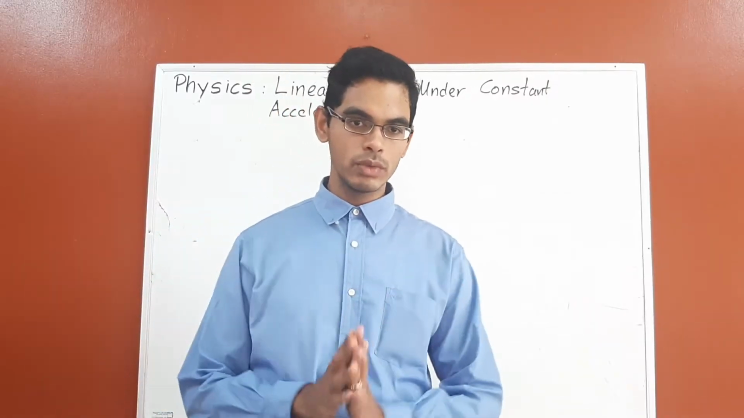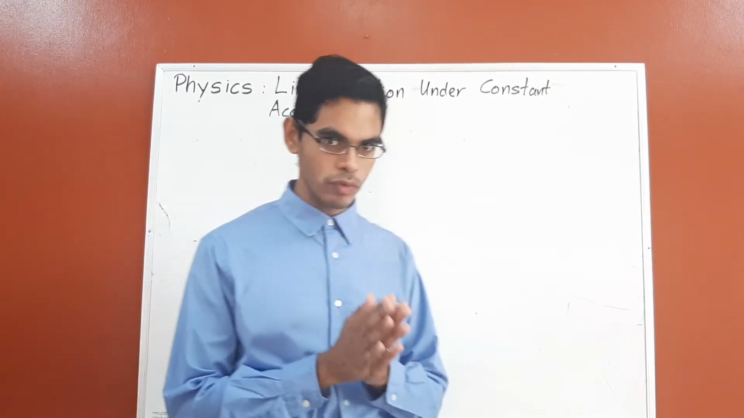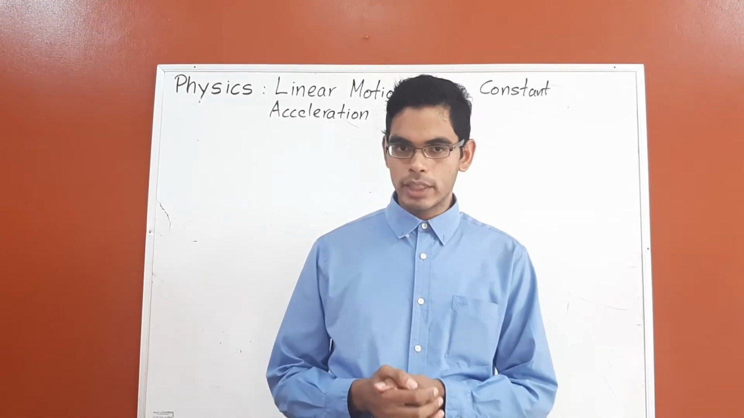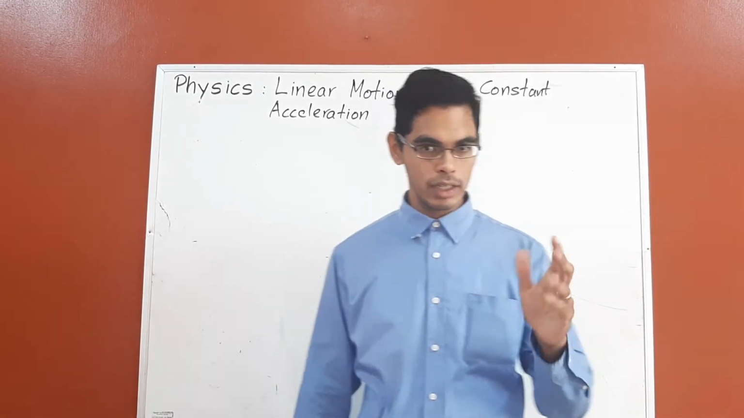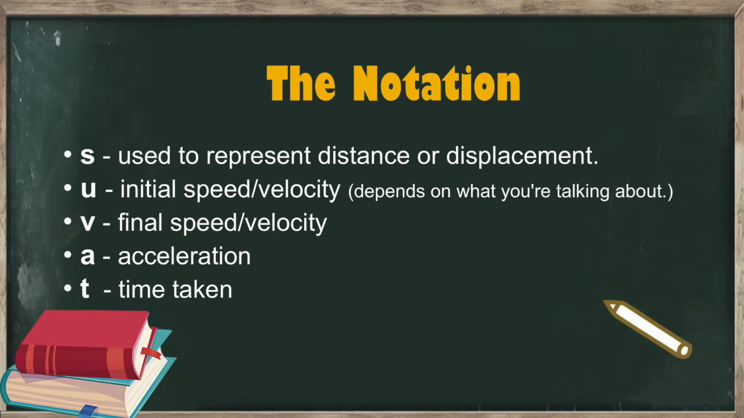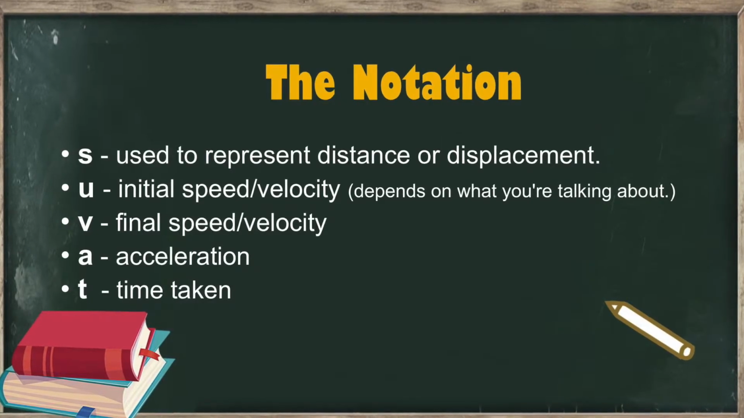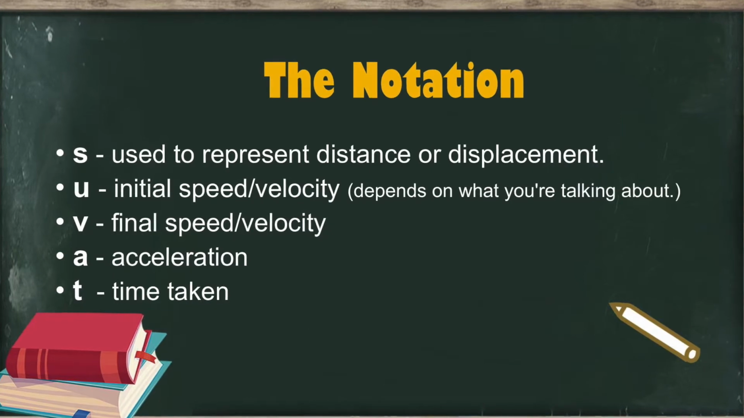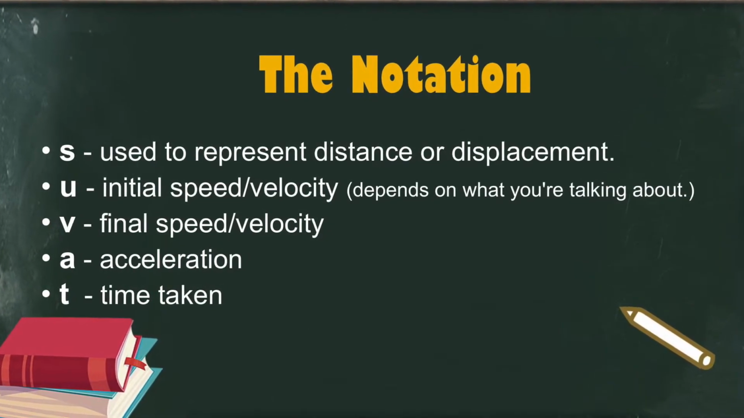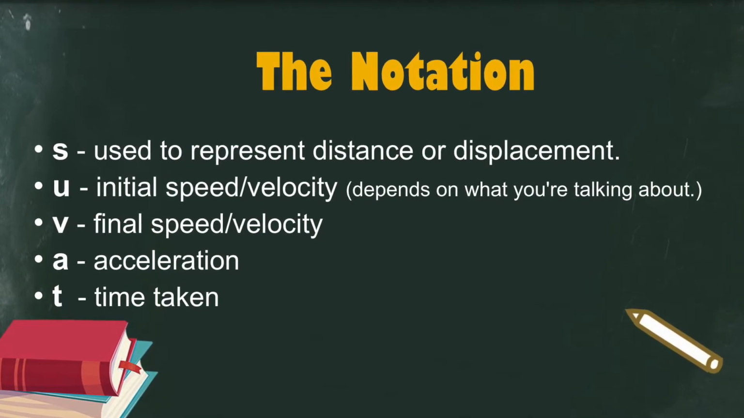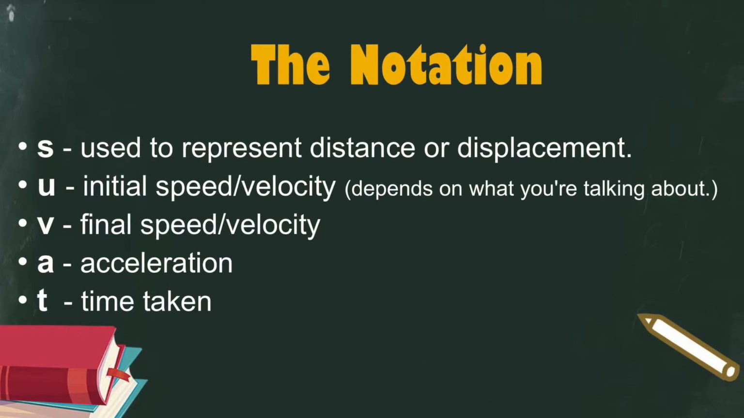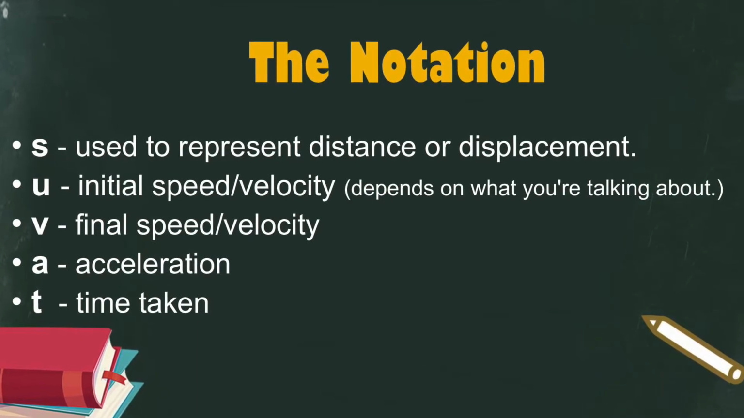The notation we use is SUVAT, this acronym. That's why we like to call them SUVAT equations, where, in summary, you have the notation we're going to use right here. S for distance or displacement, U for initial speed or velocity, V for final speed or velocity, A for acceleration, and T for the time taken. I'm sure you write this down.